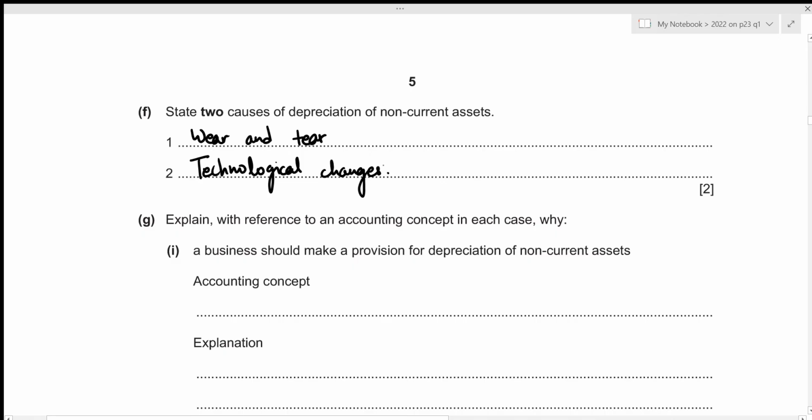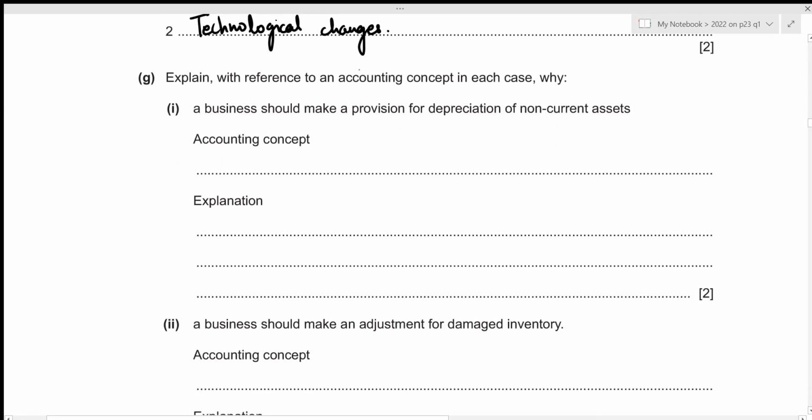Okay, this concludes the sixth part. We can now move towards the seventh one. We now need to explain with reference to an accounting concept in each case why a business should make a provision for depreciation of non-current assets. So the accounting concept in use would be our matching concept. Let's write it down.